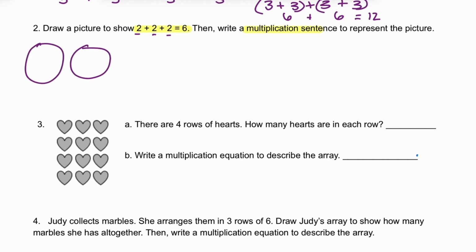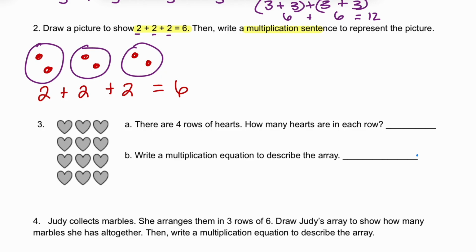1, 2, 3. Okay, so since you see 3 groups, what number goes inside of each group? 2. So I'm going to put 2 dots inside of each group. Okay, so now that I've put 2 dots inside of each group, we can clearly see that if we do this, 2 plus 2 plus 2, we get 6. And you can just skip count by 2's here. 2, 4, 6, right?